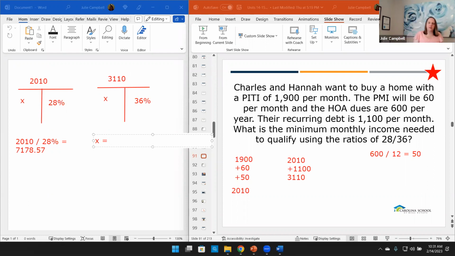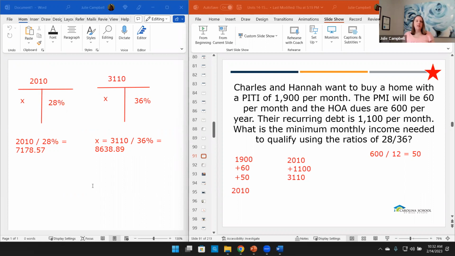I get a total of $3,110. That fourth line means divide. So we take 3,110 divided by 36%. So we've run under both numbers.